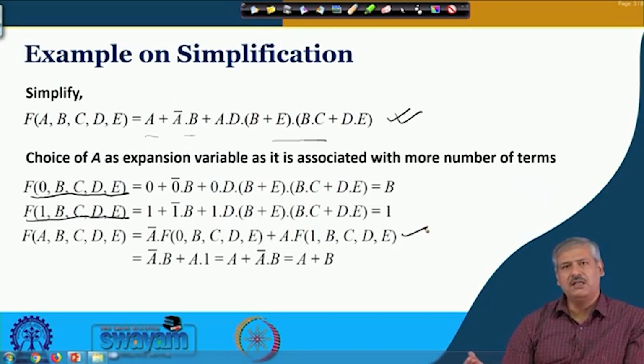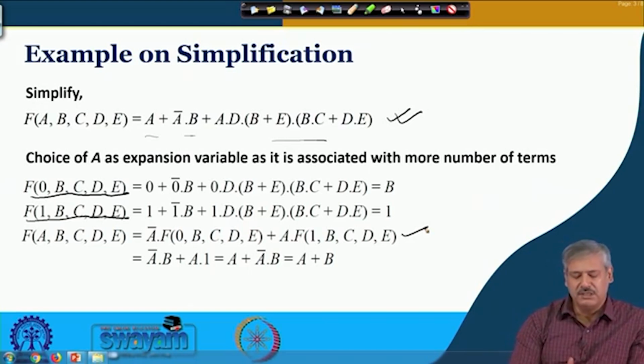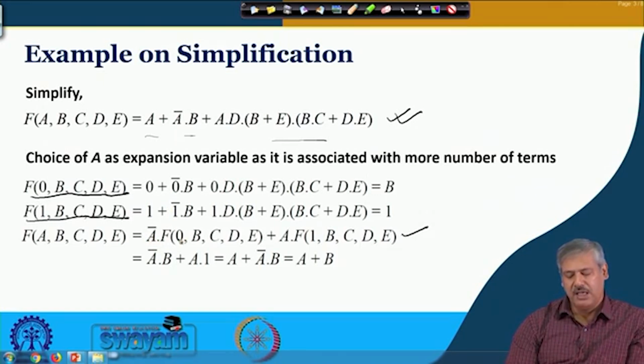We could have taken any other variable out, B also. In that case, F A0 B C D E, F A1 B C D E, that would have been the case, and here the relationship would have been B bar F A0 B C D E, ANDed with F A1 B C D E. So, that is the way you would have written the expression. So, once you take A out, then what do you see?